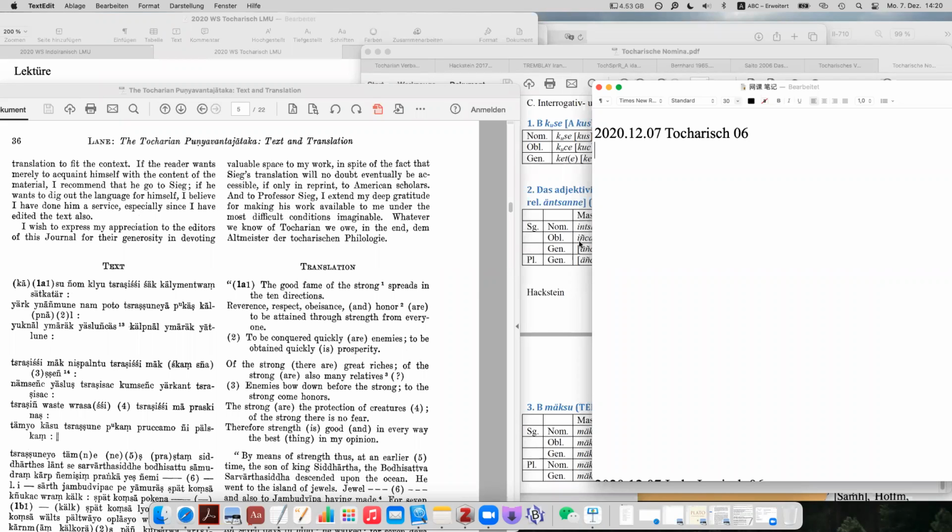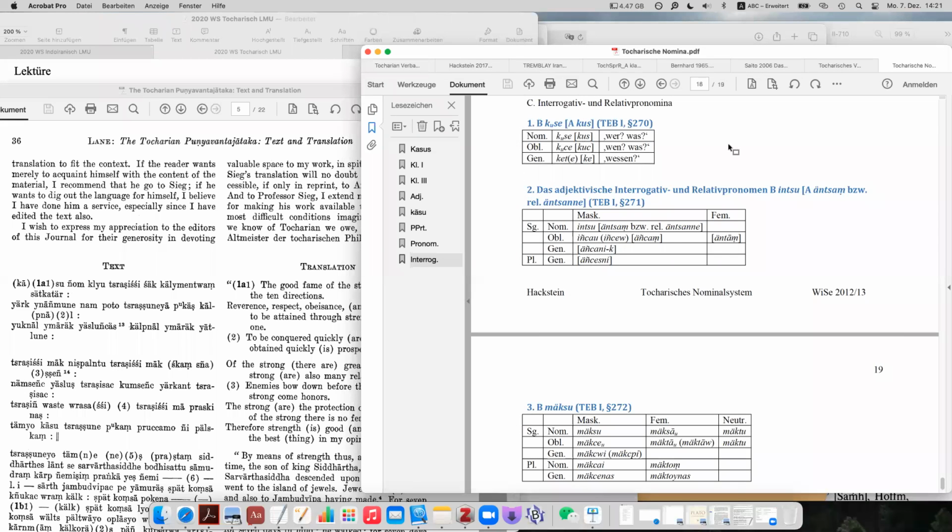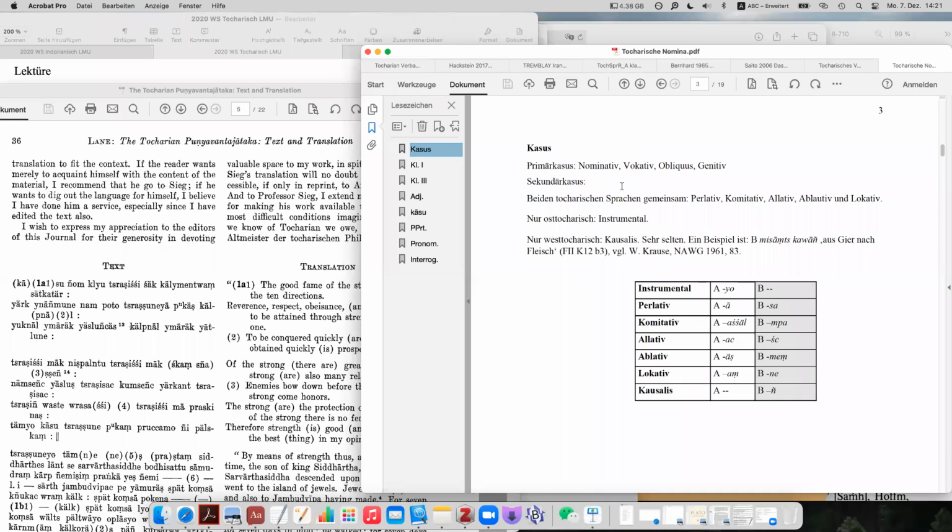Last time we explained a little bit about the Tocharian grammar, the verbal system, and also the nominal system. We will continue introducing some grammar, and then we will read from the text. For the grammar, like the previous meetings, we use the handouts by Professor Hackstein.